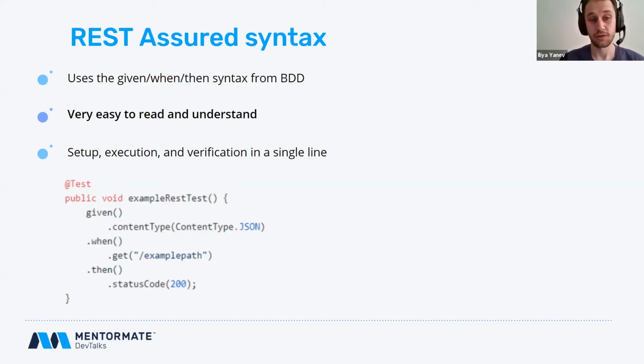And Rest Assured, as the test here showed, is a very basic test. The given is pretty much our setup. The when is our execution phase, and the then is our verification phase, in which we try to assert our response against whatever we decide. And in that test, for example, we just set the content type to JSON, we get some example endpoint, and we assert that the status code is 200. That's all it does. And as you can see, it's very easy to understand. When you just look at it, you immediately know what it's supposed to do.